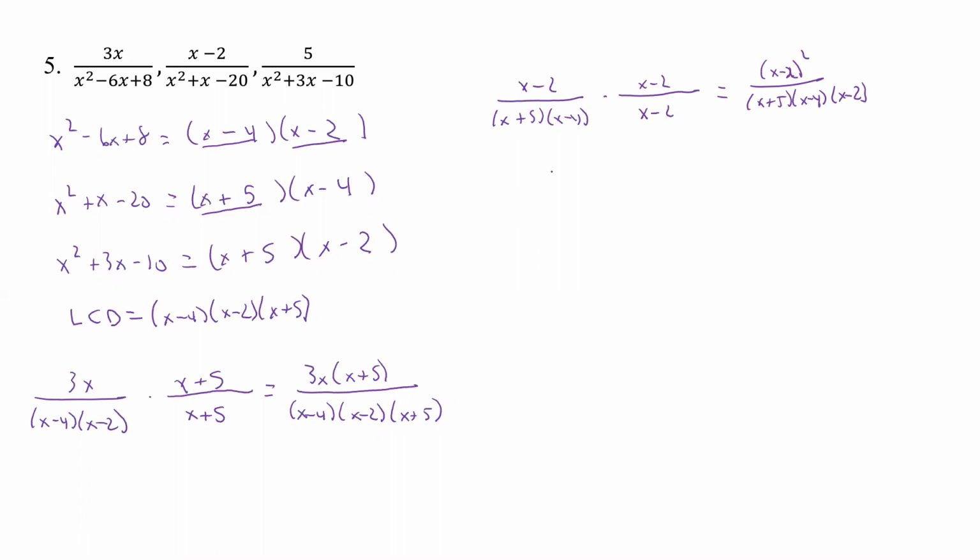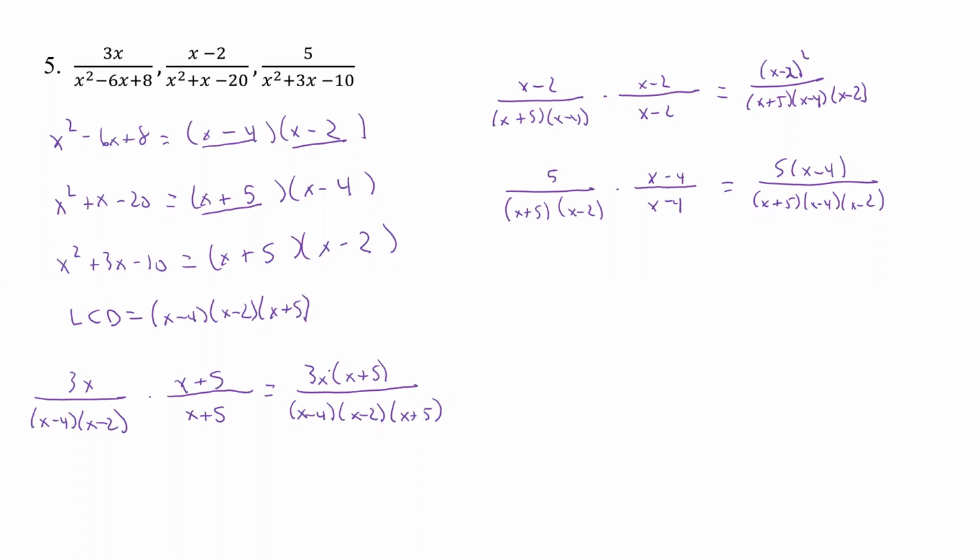And then our final one we had is 5 over, and that was x plus 5, x minus 2. And so what do we have to multiply by to get that one? We have 5 and 2, so that means we have to multiply by the x minus 4 in the denominator and also in the numerator. And so that gives us 5 times x minus 4 all over x plus 5, x minus 4, x minus 2. And so those then would be our 3 rational expressions written with the common denominator.